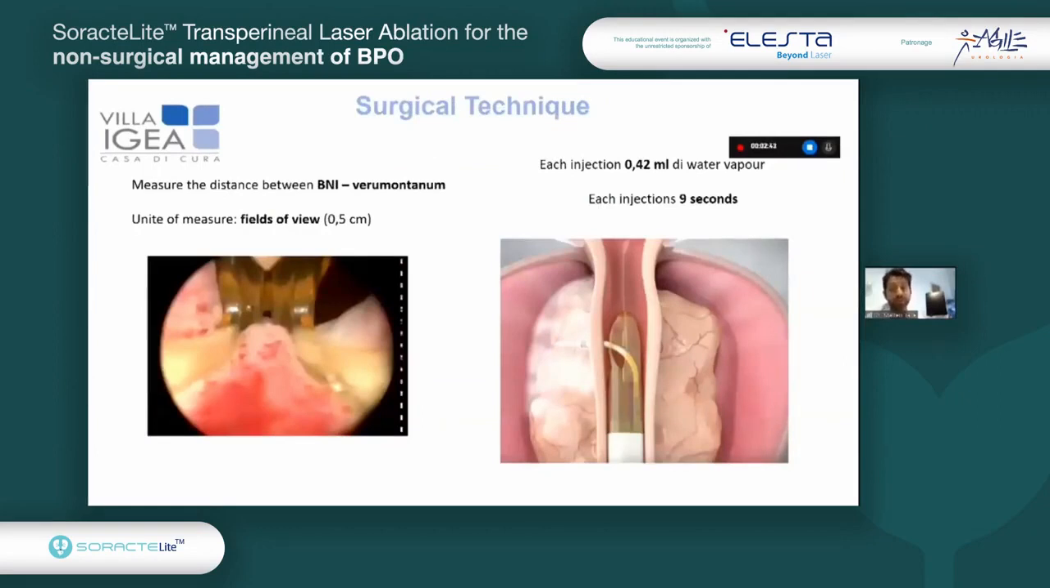So the number of fields of view is related to the number of injections you do. Each injection lasts 9 seconds. If you're able during your injection to reach 7 seconds, then that is fine. But if you're not reaching that cutoff, you have to do it again.